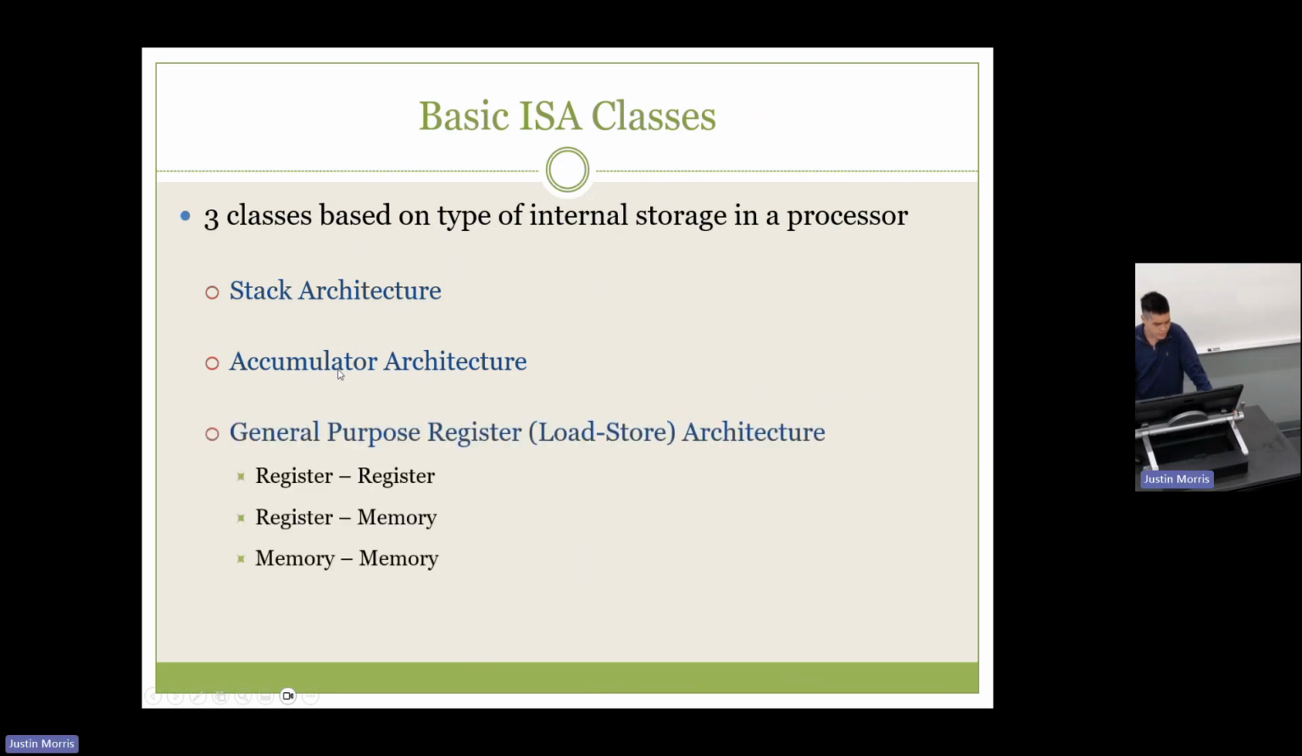We have accumulator architecture and then general purpose register. So general purpose register is the load store architecture. This is where you can do register to register. So I have two register operands and I'm going to write back to a different, or maybe one of the same registers. I can move data from the register to memory and also memory to the register. And it's also possible to do memory to memory operations. This is not done in MIPS, but you could do this in general purpose register.